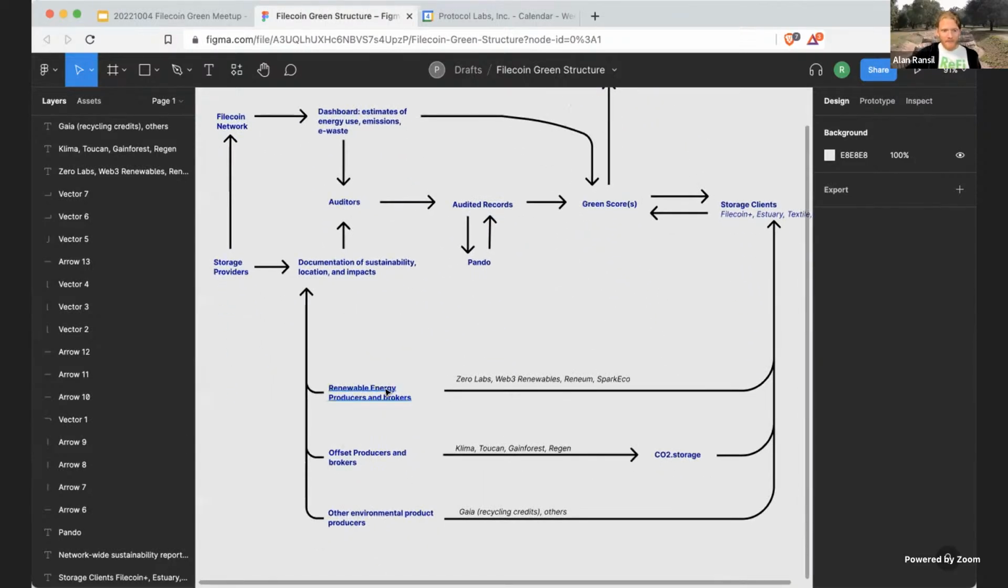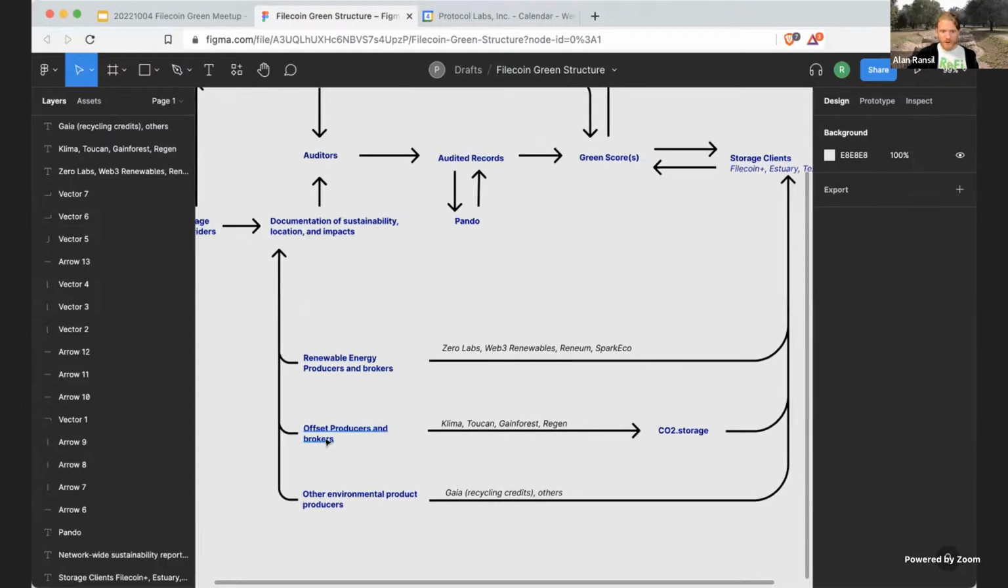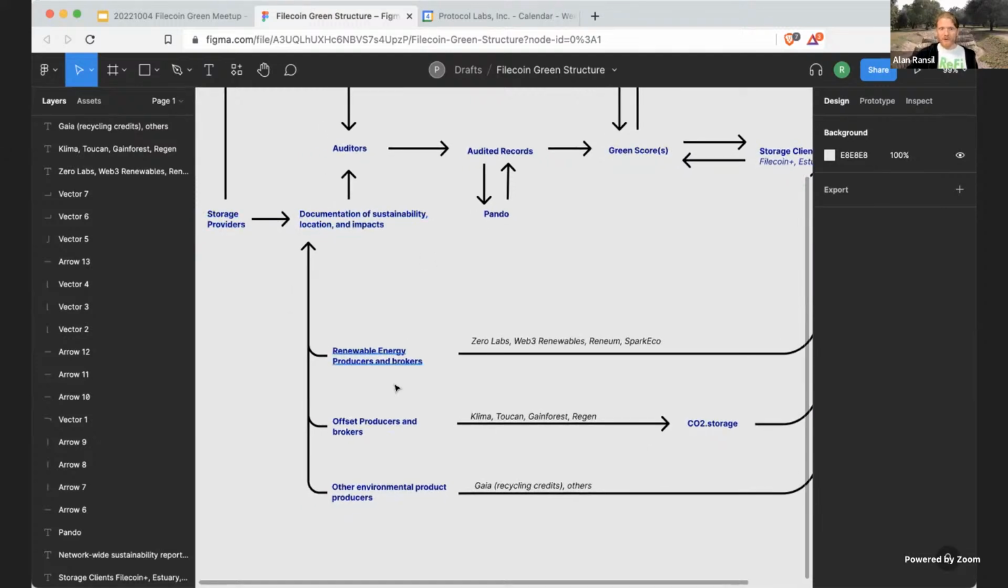And then on the bottom, you can see here, there are renewable energy producers and brokers. There are offset producers and brokers. There are people who are producing other types of environmental products. Those products can be consumed by the sustainability reporting. Say a storage provider buys renewable energy from some Web3 native project that is tokenizing renewable energy certificates. Say they buy offsets. Say they buy things like recycling credits. Those can all be used as documentation of their sustainability, location, and impacts.